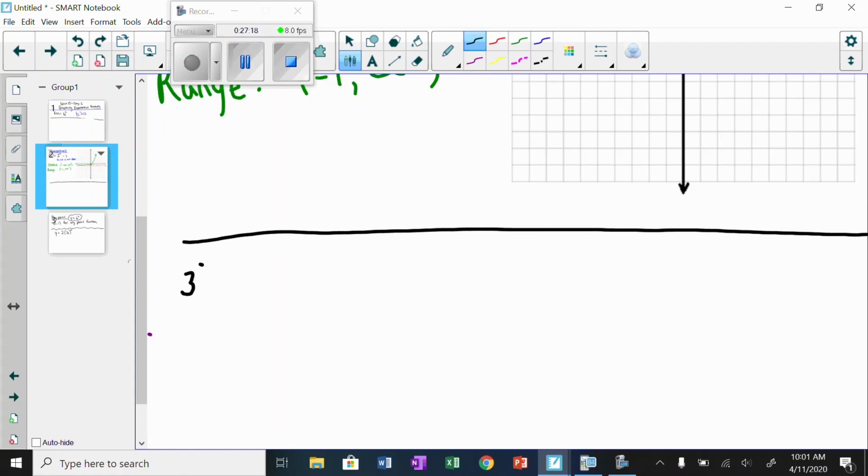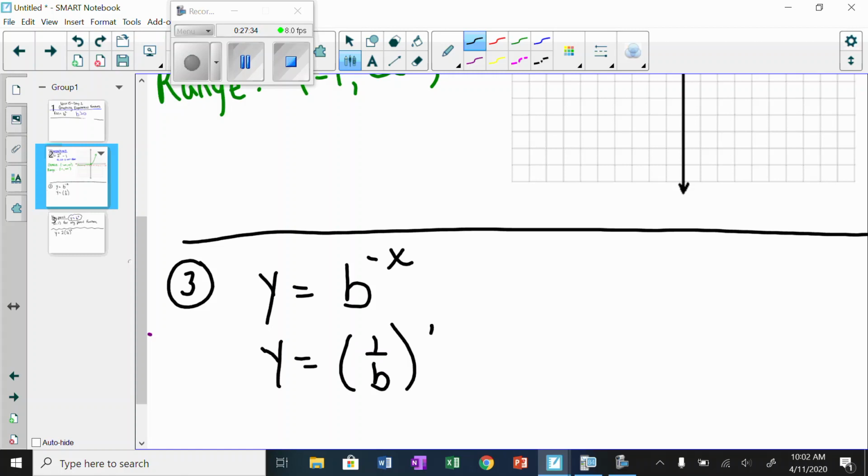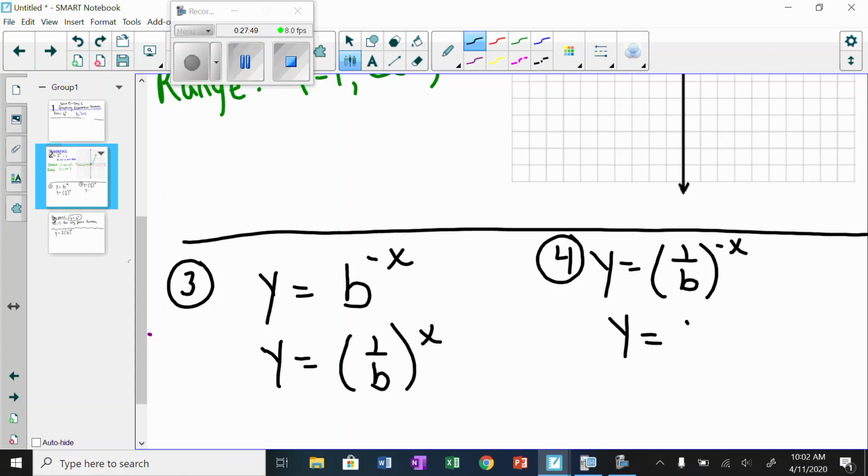Okay, what about if I gave you y is equal to b to the -x power? Well, I hope that you would just realize this is the same as saying y is equal to 1 over b to the x power. And vice versa, if I gave you y is equal to, in parentheses, 1 over b, close parentheses, raised to the -x power, that is the same as y is equal to b to the x.